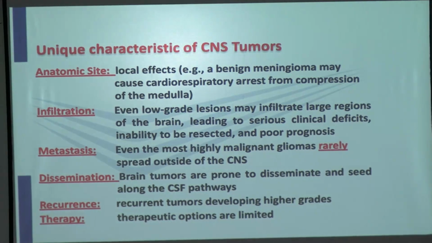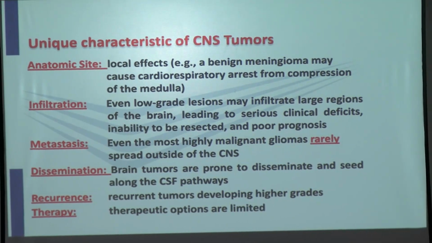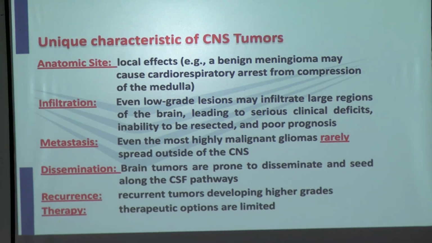It infiltrates from the brain to the surrounding structures, and it goes through the CSF to other parts of the body. It has different characteristics, and the dissemination to other parts of the body may give a recurrent tumor, and maybe treatment efficacy is also not possible.